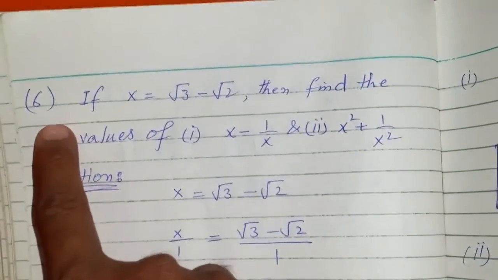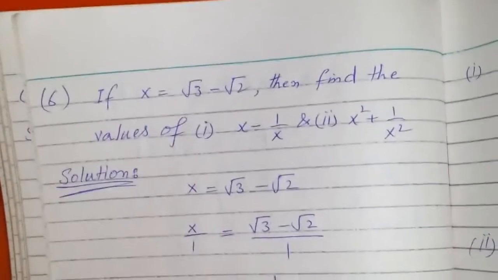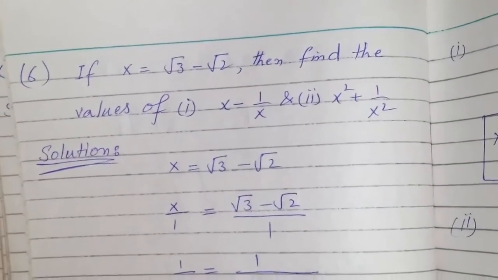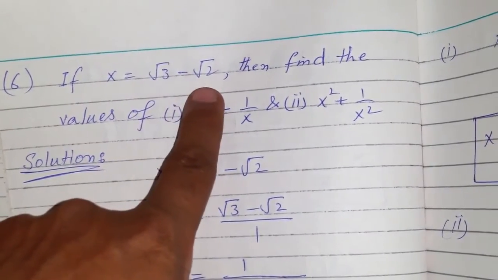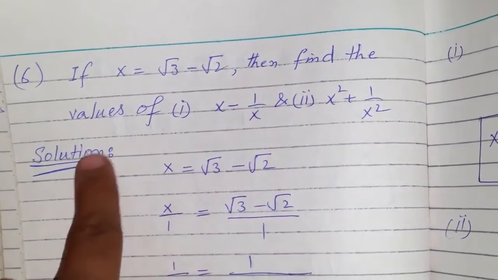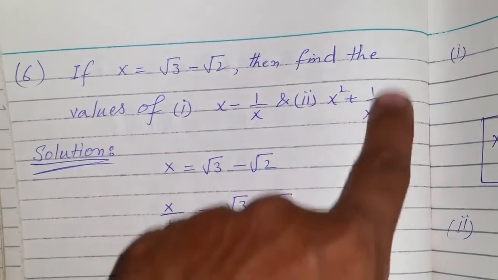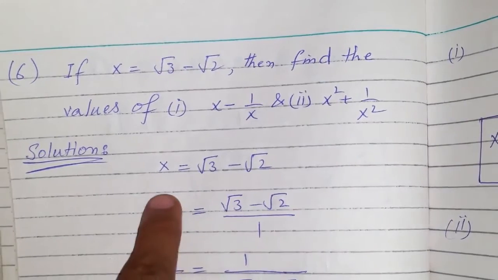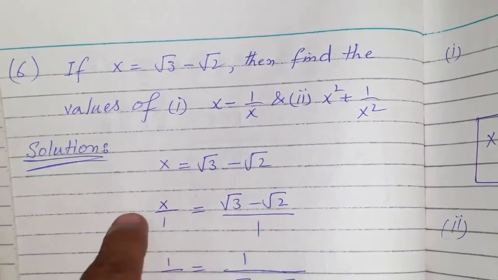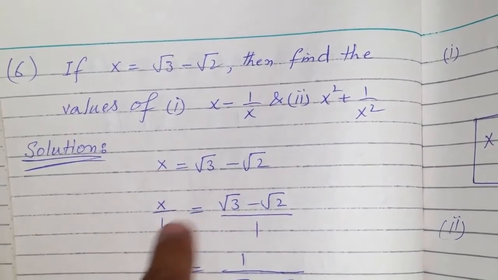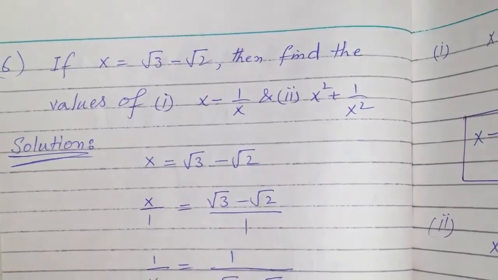Now we go to the last question of our discussion, that is question number 6. Here, if x is equal to square root 3 minus square root 2, then find the values of x minus 1 over x, x square plus 1 over x square. Here again, x is equal to square root 3 minus square root 2, and I have divided x by 1 and square root 3 minus square root 2 by 1 as well.